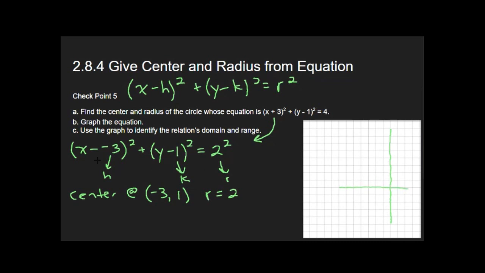Okay, so our center, let me switch colors here. Our center is at (-3, 1) and our radius is 2. So we're going to go 2 in each direction: 2 to the left, 2 to the right, 2 up, 2 down.